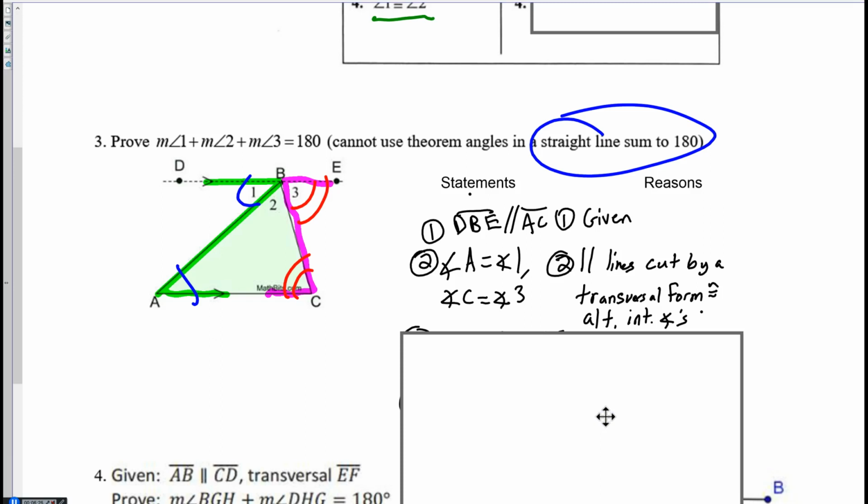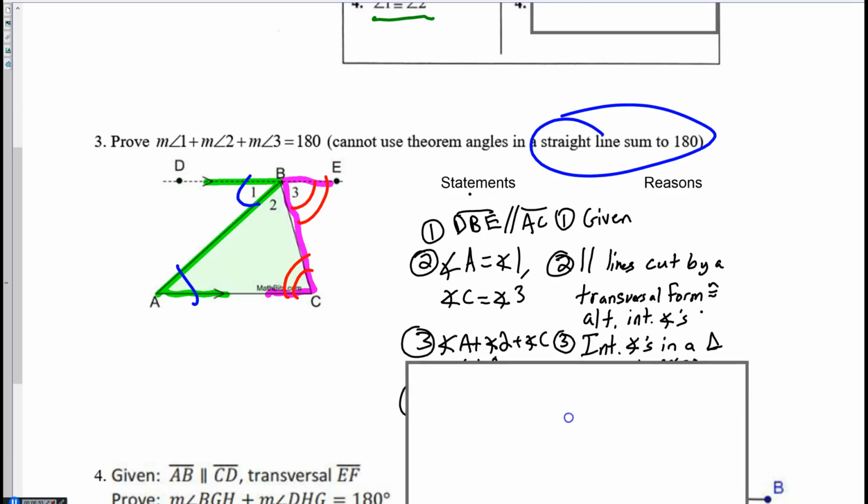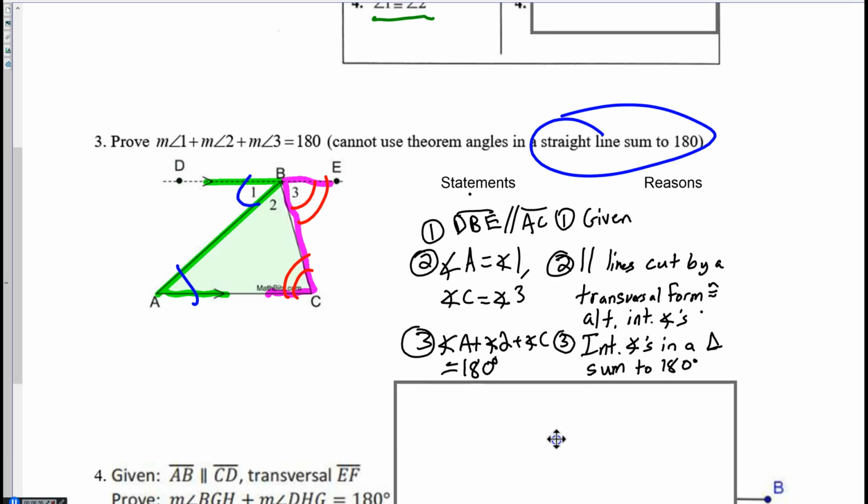But now I'm stuck again. I don't have any information to relate 2 to the rest of the angles. But I notice that this green shaded figure here is a triangle. So if I add up angle A, angle 2, and angle C, they should sum to 180, because the interior angles in a triangle sum to 180 degrees.